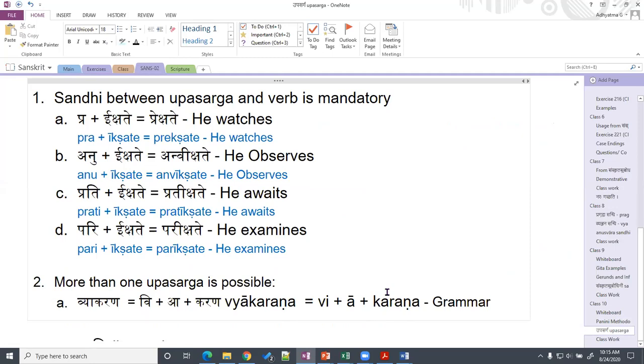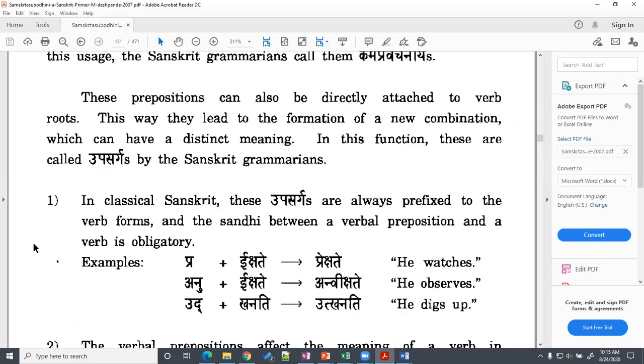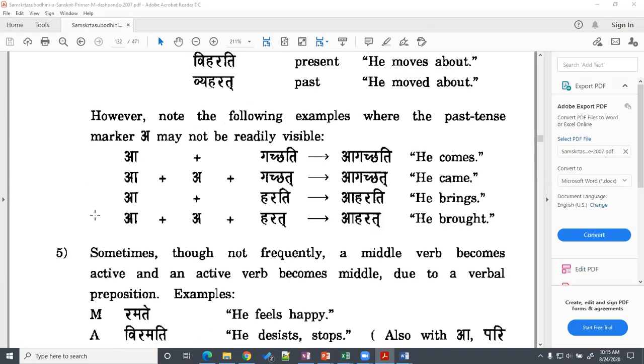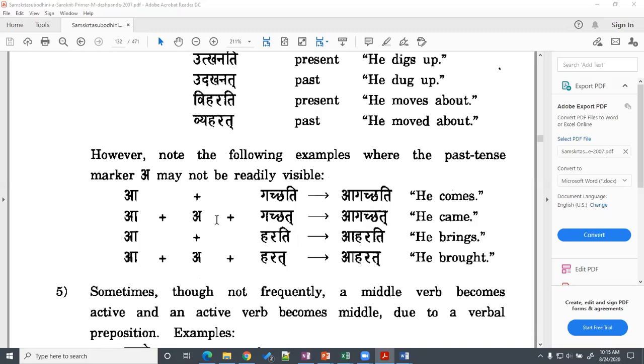So, page 122: the past tense marker may not be readily visible because Sandhi rules are applied. So let's see page 122 here. There he is saying that because Sandhi is mandatory, in some past tense forms you have a past tense marker like a-kara. If the prefix is also like this, a-kara, then they both mix together by making sandhi, and that may not be very easily visible, that it was indeed a past tense form. So based upon the context, you could recognize them, but that's what it means.